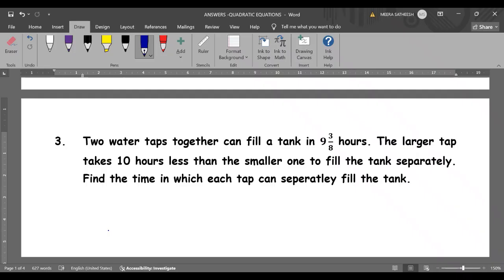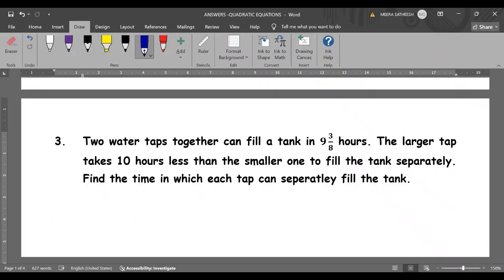So here what we have to do is, either you take the time taken by the larger tap as x. So what will be the time taken by the smaller tap? It will be x plus 10. Smaller tap means it takes more time. Or you take the smaller tap as x. Then the larger tap takes 10 hours less, so you can take it as x minus 10.